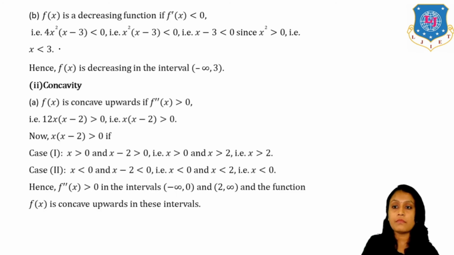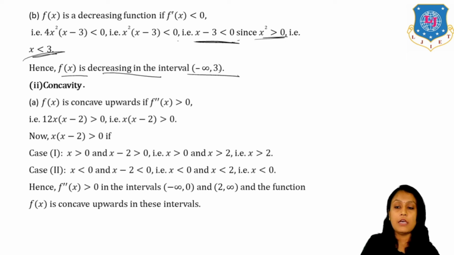Now f(x) is a decreasing function if f'(x) is less than 0. Again write down f'(x). So from this we get x² (x - 3) less than 0. Again x - 3 is less than 0. We are considering this because x² is greater than 0. Now from this we get x less than 3. So f(x) is decreasing in the interval minus infinity to 3.